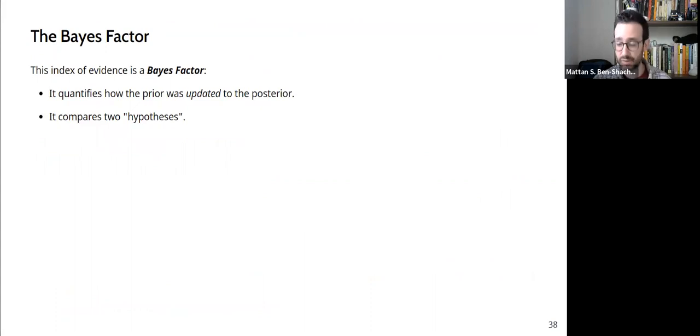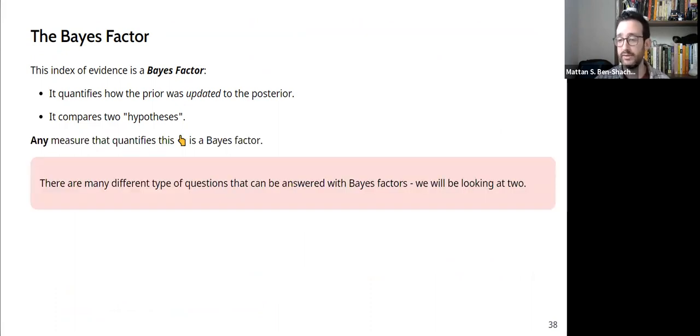An index that answers that type of question is a Bayes factor. It quantifies how the prior was updated to the posterior, and it compares two hypotheses. Essentially, any measure that quantifies these two things is a Bayes factor. So you may have used Bayes factors to compare between models. Those Bayes factors have these properties too. There are many different types of Bayes factors because there are many different types of questions that we can ask that have these properties. We will be looking here at two types of Bayes factors.